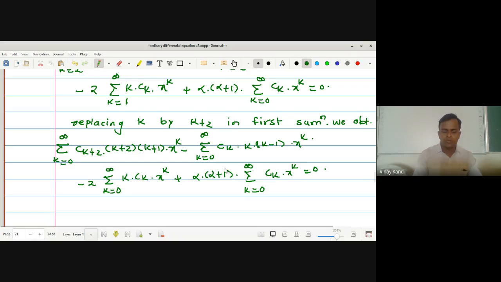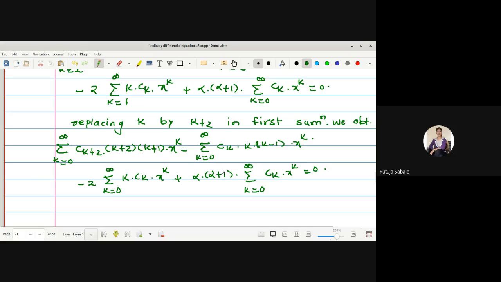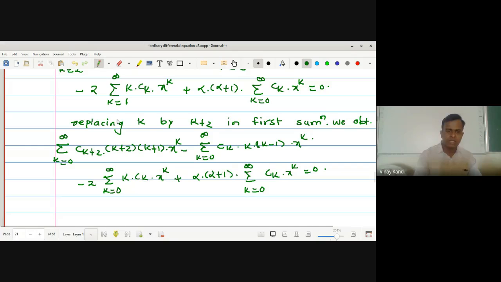Any doubt up to here? No, sir. ओके, काय घेतलंय कॉमन इथे k रनिंग फ्रॉम 0 टू इन्फिनिटी, नंतर हे आपल्याला x raised to k, x raised to k, x raised to k आणि हे टर्म्स आपल्याला कॉमन काढता येईल.